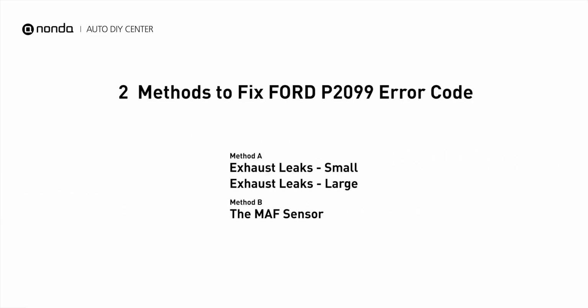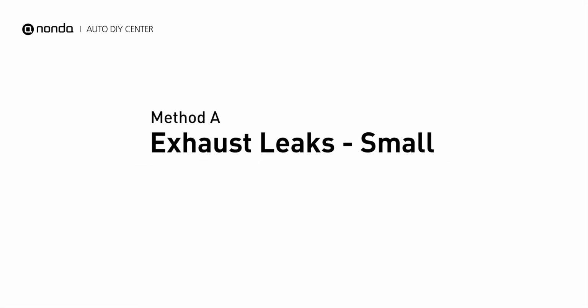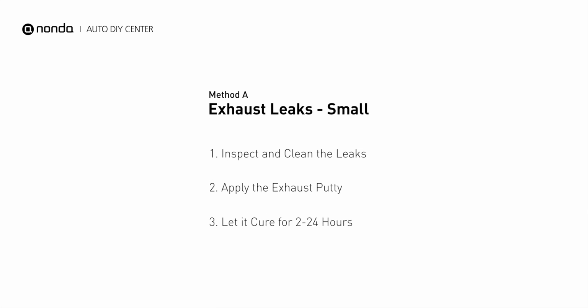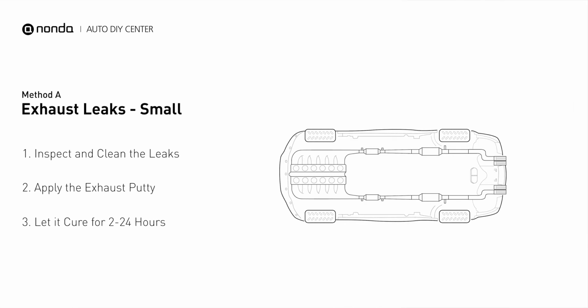Here are 2 of the most practical solutions to fix Ford's P2099 error code. Method A: exhaust leaks. The exhaust system begins at the engine combustion chambers and runs along the undercarriage of the vehicle, eventually ending with the visible tailpipe.